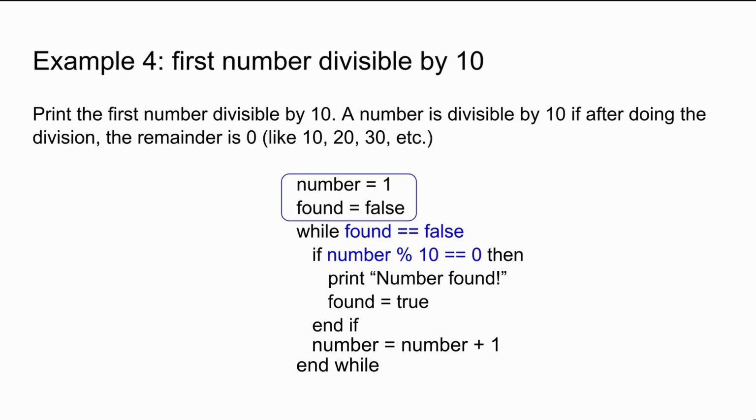We are also initializing a Boolean variable to false. We are going to use this variable in our while loop condition to know if we have found the number we were looking for or not. It is initialized to false because we haven't found the number yet.